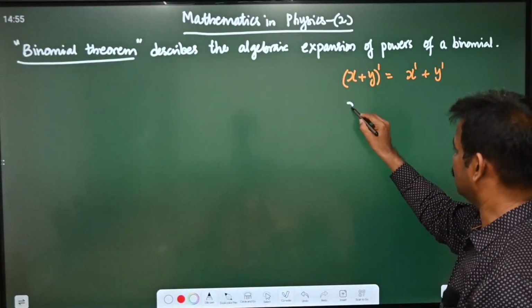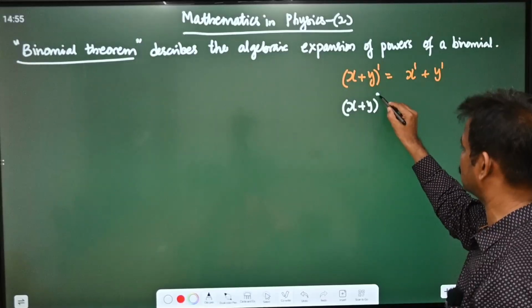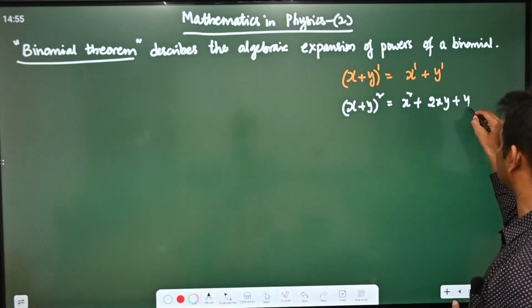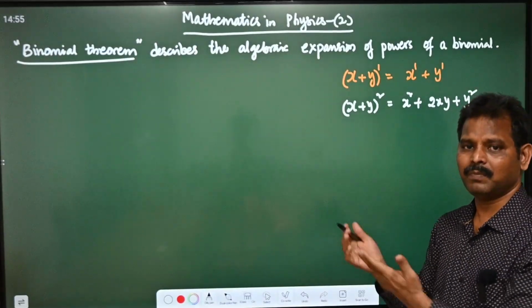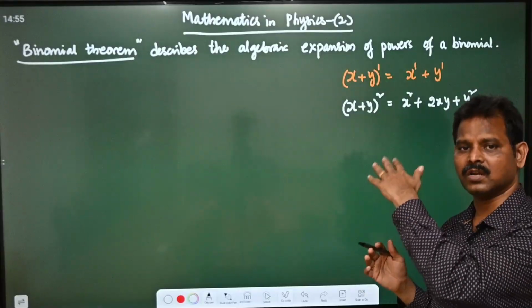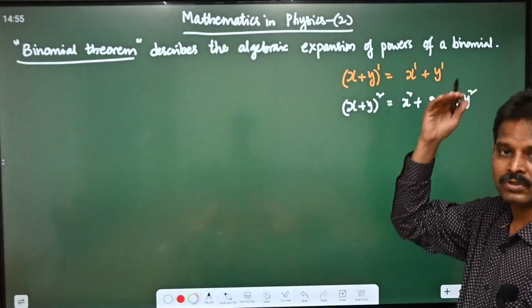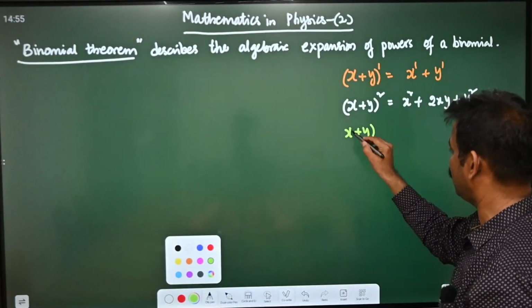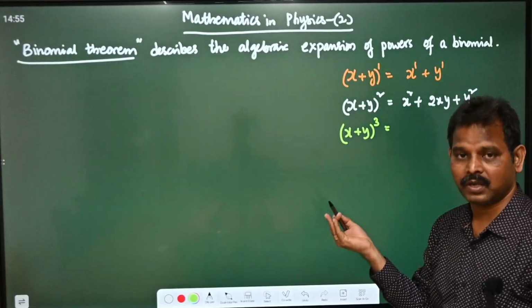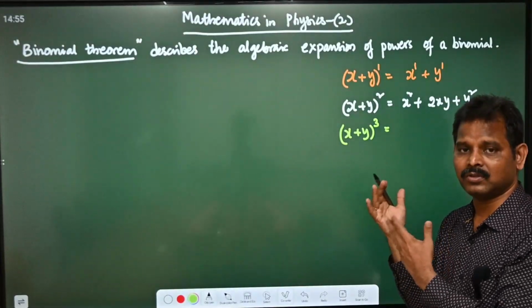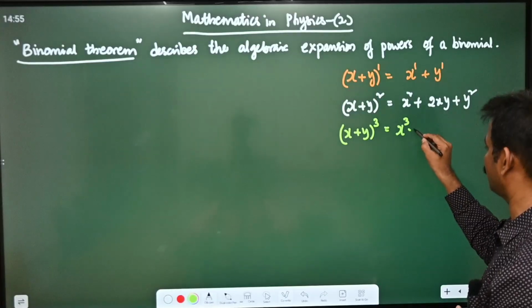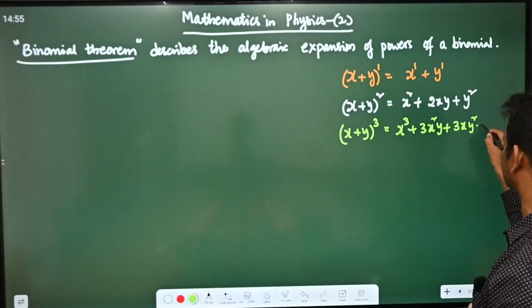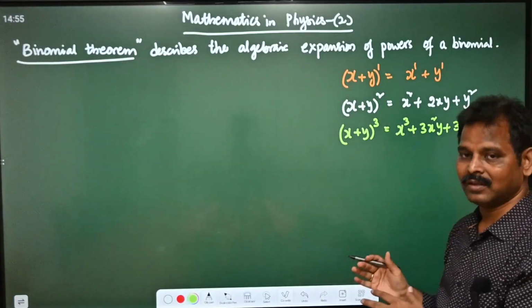But if you take x plus y whole square, this is x square plus 2xy plus y square. This is a plus b whole square is equal to a square plus 2ab plus b square. We studied this so many times, used this formula so many times in school. Now, x plus y whole cube can also be written directly because we can remember this formula easily. This is x cube plus 3x square y plus 3xy square plus y cube. Till then there is no problem.